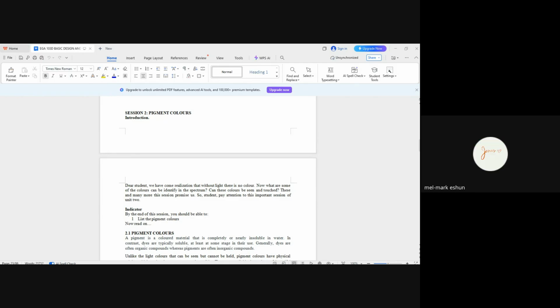Okay, so let's look at the secondary colors. What are the secondary colors? I'm listening. Secondary colors. Whose hand is up?